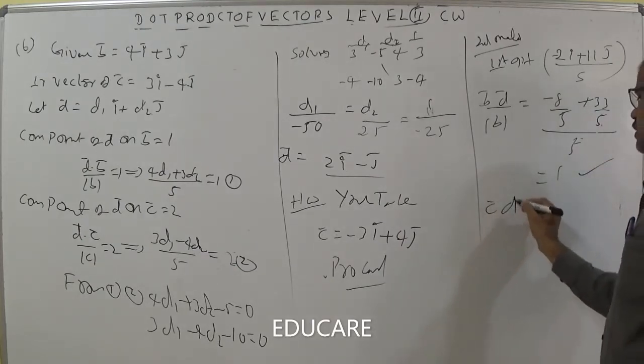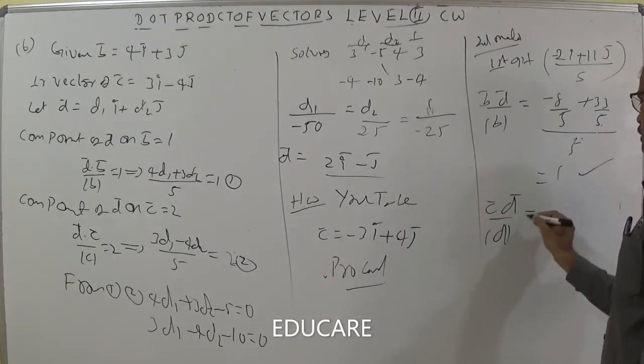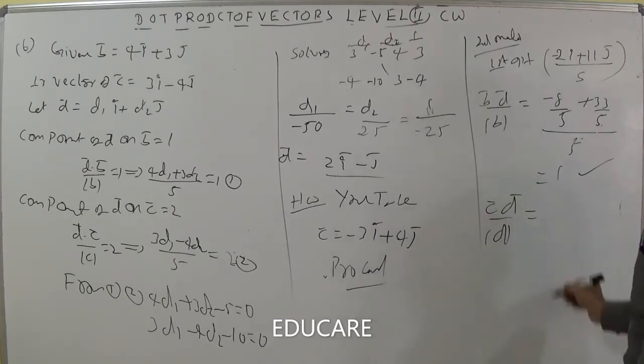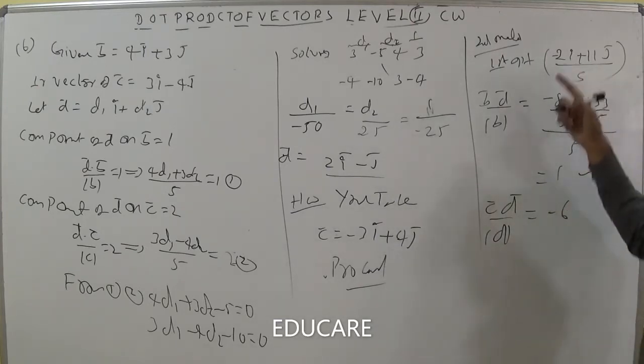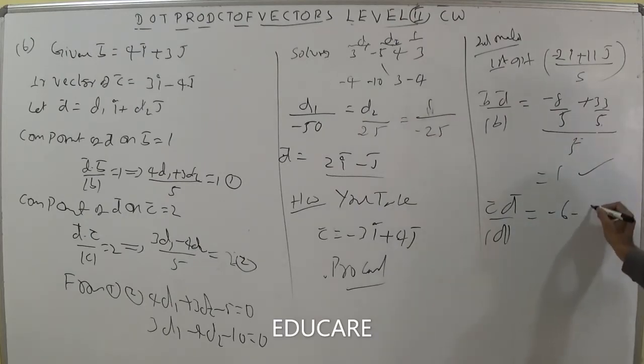Now C bar dot D bar by mod D bar, let us consider. C bar is 3i, this is 3 into minus 2, minus 6, minus 44 by 5, 5 is 25.